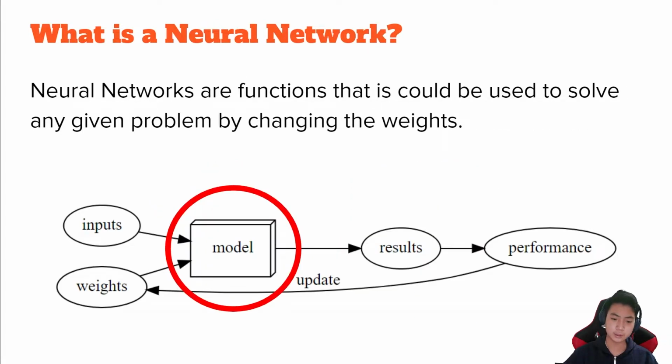Now, since this is just a thought process and not actually a real thing yet, we can start trying to make it a real thing. People have actually used this model right here, and they replaced it with neural networks. Neural networks are functions that can be used to solve any given problem by just changing the weight of it. So it can solve any type of problem at all.